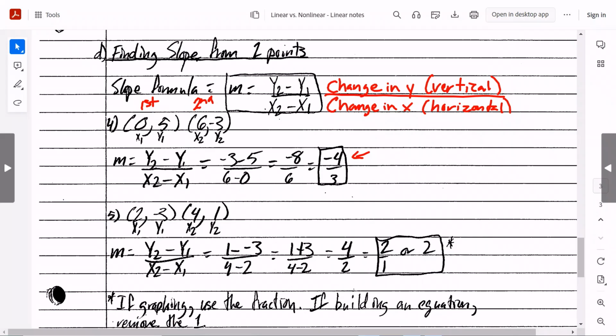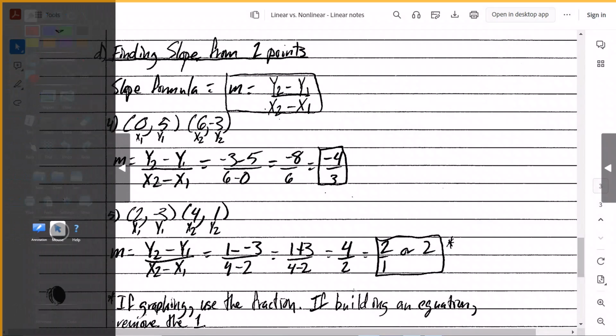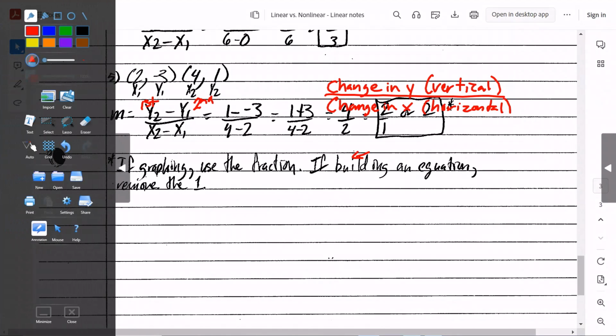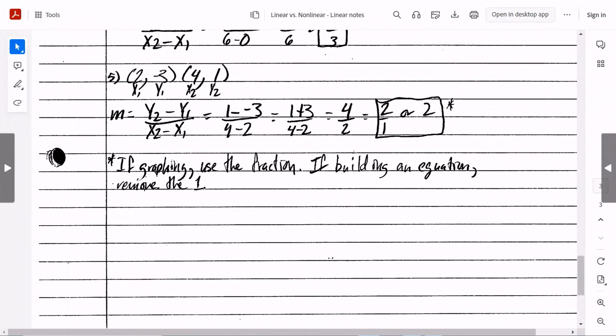All right, let's do one more. Let's look at number 5. We've got 2, negative 3 as our first ordered pair and 4, 1 as our second ordered pair. Remember, you are going to have questions on your lab that say, here's this point, here's that point, find the slope. Okay? So, when you have to find the slope, always write down the slope formula. M equals y2 minus y1 over x2 minus x1.